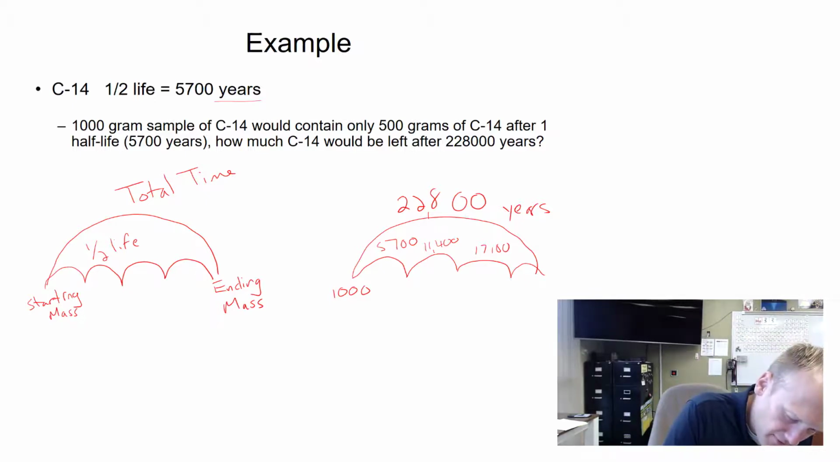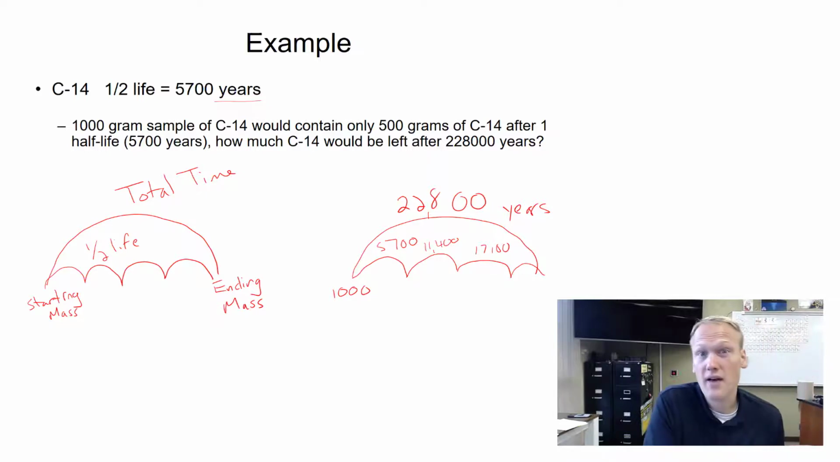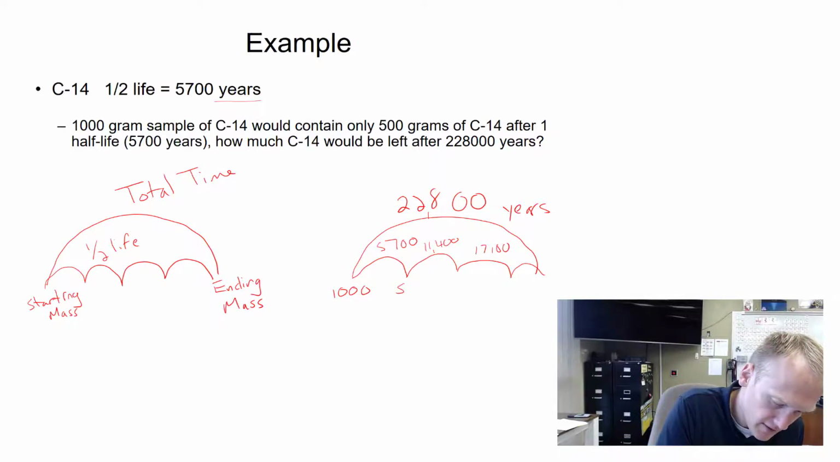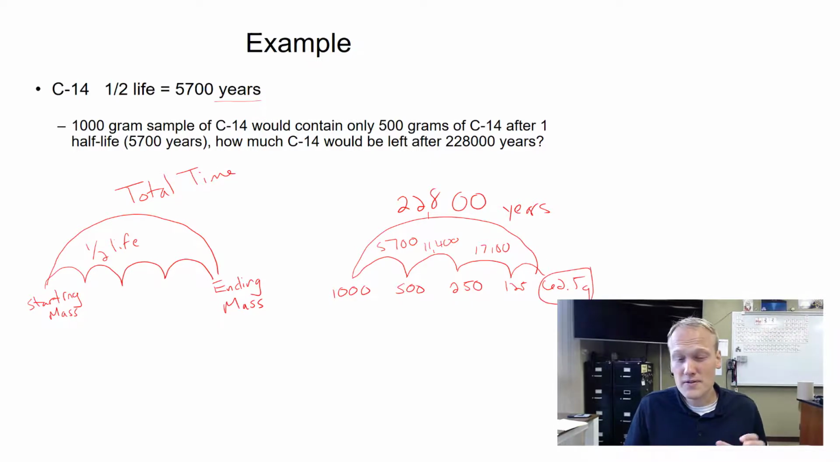So after the first half-life, how much is left? Half. So 500. After the next half-life, how much is left? Half of that, 250. After the next half-life, we'd have 125. And after the final half-life, we would get 62.5 grams. So that's how you use that graphic organizer to solve those problems. Let's try a different one with a different unknown.